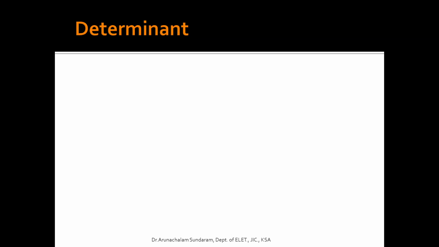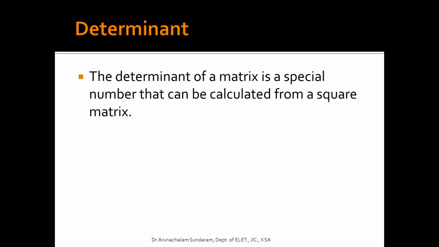Now we will come to the determinant. What do we mean by determinant? A determinant is a special number, and it can be calculated only for a square matrix. For example, if you take this matrix A, it has 2 rows and 2 columns.